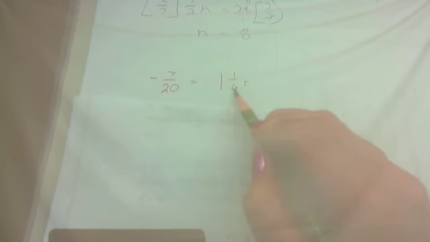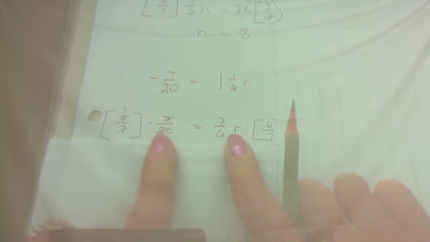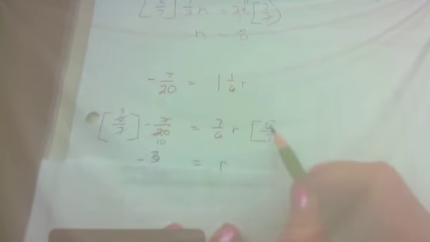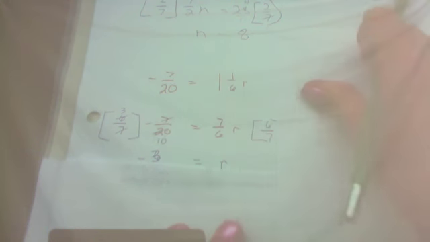Okay, so hopefully everyone is done. So we are going to turn this into an improper fraction. So 6 times 1 is 6 plus 1 is 7. So you have 7/6 r and negative 7/20. So to get rid of the 7/6, I'm going to multiply by 6/7, and I'm going to do it to both sides. The 6 and the 6 cancel, the 7 and the 7 cancel, that's what I'm looking for. I'm left with a 1r, or just r.